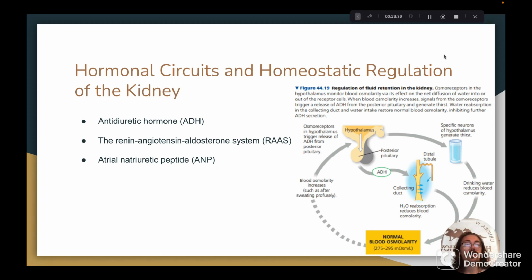And finally, we can talk about atrial natriuretic peptide, or ANP, which is a hormone that responds to high blood pressure and acts as a counter to RAAS by inhibiting the release of renin, inhibiting the reabsorption of sodium chloride, and inhibiting the release of aldosterone. ADH, ANP, and RAAS work together to balance the osmolarity of body fluids.